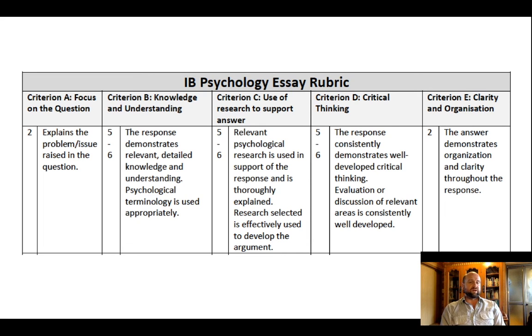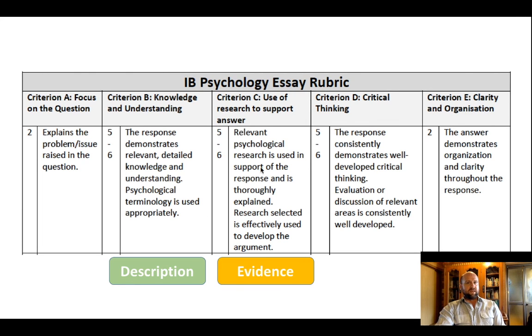And if we look at the rubric, this is for the new IB psychology course. So the knowledge and understanding part, this is your description, right? The question is asking you about a theory or a model. If you have a really good description, it's going to show that you understand the model, and that you're using the appropriate terminology. Then your evidence, the supporting evidence, the E in our D.E.A.L structure, the use of research to support the answer. You're saying here's the theory, and here's the strengths, here's the evidence that supports that theory.